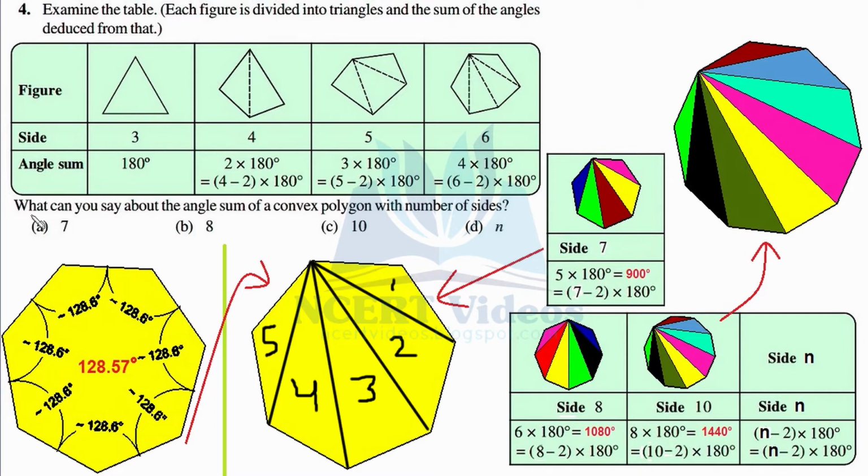Now the question says, what can you say about the angle sum of a convex polygon with number of sides? Well, these all polygons are convex because every angle within these figures is less than or equal to 180 degrees. Therefore, they are convex polygons. Again, for a better understanding, you should watch question number 1st, 2nd and 3rd of this chapter, Understanding Quadrilaterals.